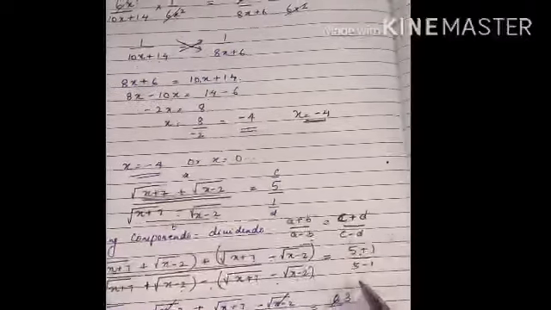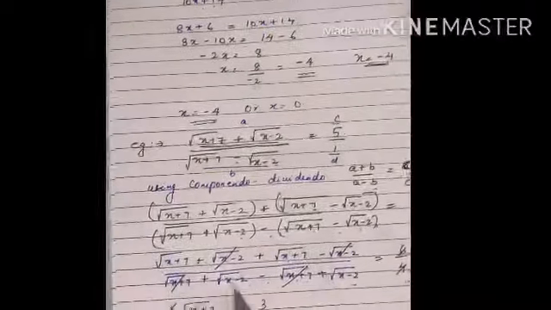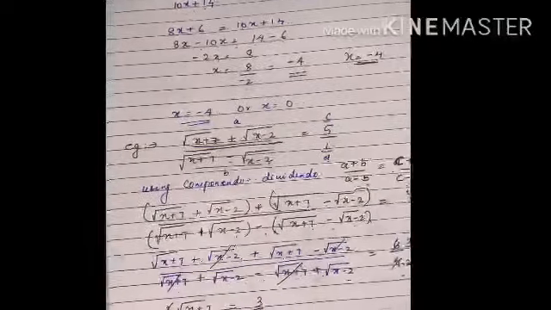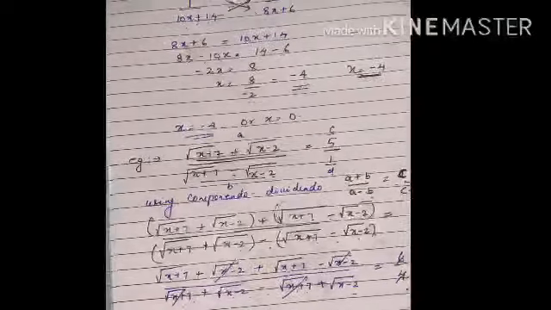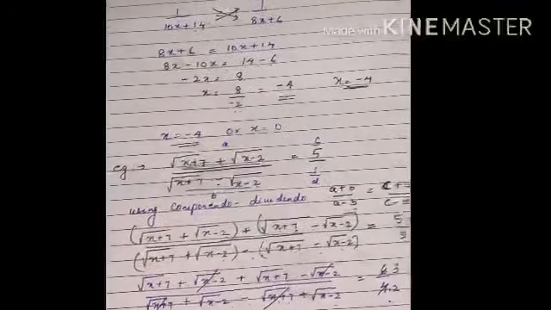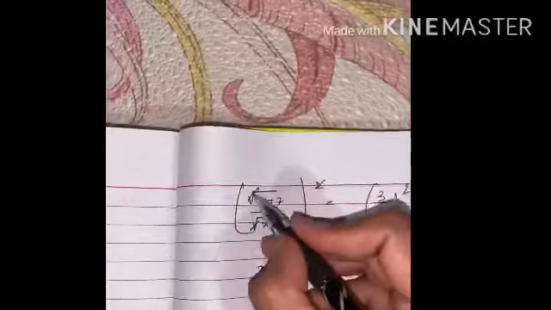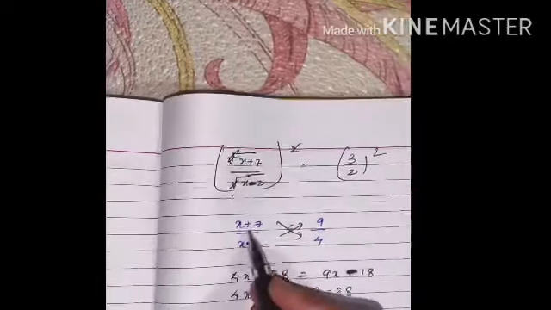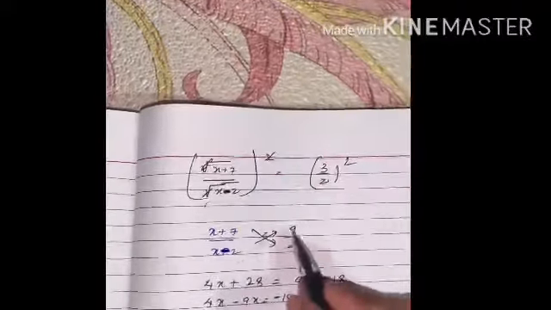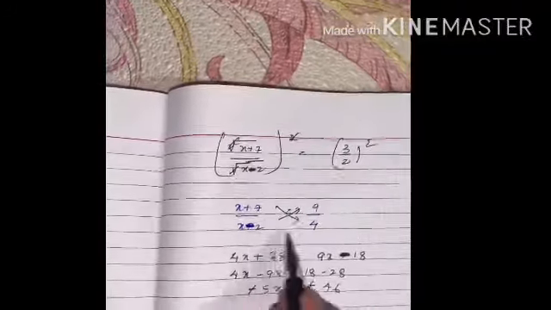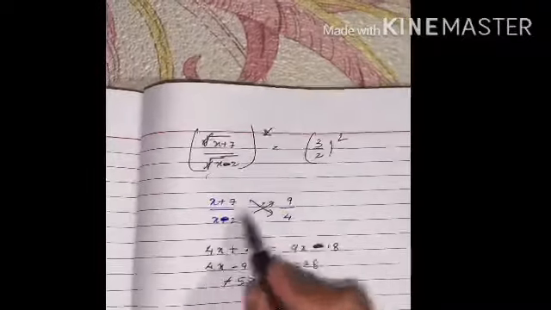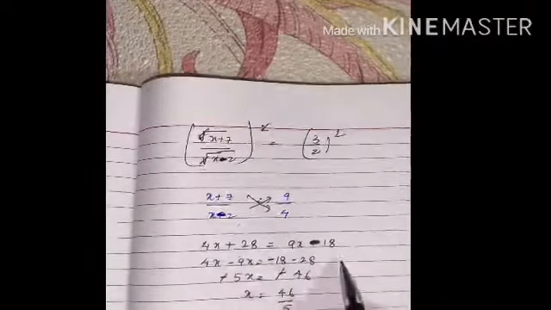So 2 3s are 6, 2 2s are 4. So you get this, 2 is common, so you can just cancel it. So you have root x plus 7 by root x minus 2 equal to 3 by 2. Squaring both sides. So when you square, this root and square get cancelled. So you have x plus 7 by x minus 2 and 3 3s are 9 by 4. Cross multiply, you get 4 into x plus 7, 4 7s are 28, equal to 9 into x minus 2, 9 2s are 18.